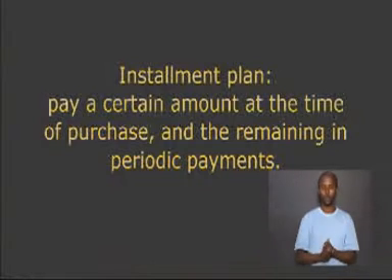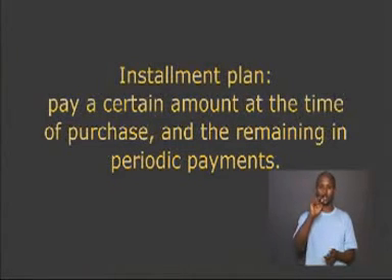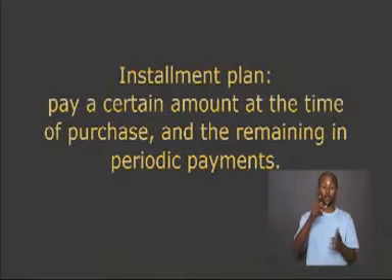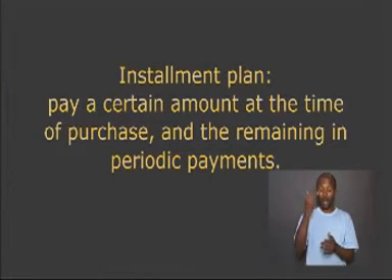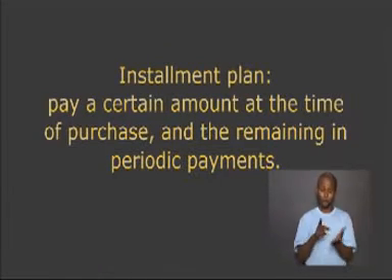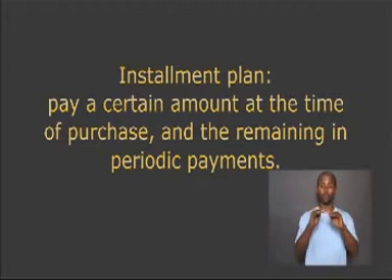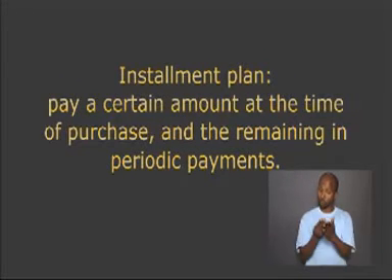A mortgage is paid back to the lender in periodic payments. These are typically monthly payments. This is called an installment plan. With an installment plan, an item can be bought by paying a certain amount of money at the time of purchase and then paying the remaining later. Students, this seems like a good idea, does it not?